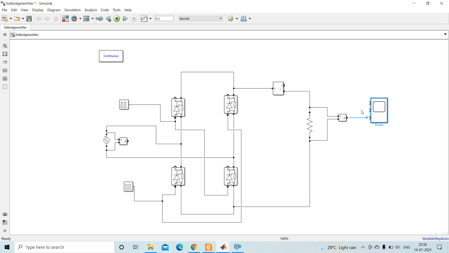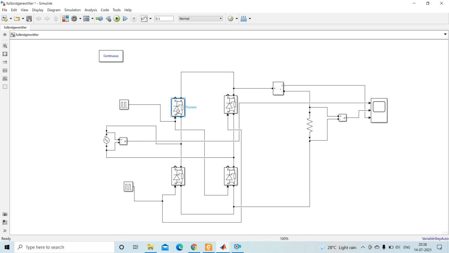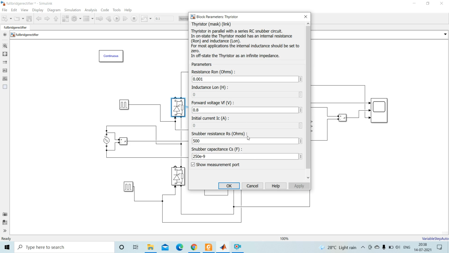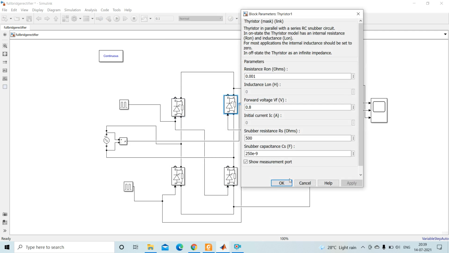Then this is the scope. So the first scope input is for the source voltage, the middle one is for the output voltage, and the last one is for the output current. Clear? Now see the parameters. The source parameter is 230 volt peak amplitude, frequency 50 Hz, measurement is voltage. Okay, these parameters are fixed, no need to change everything. All the parameters for the thyristor remain the same.